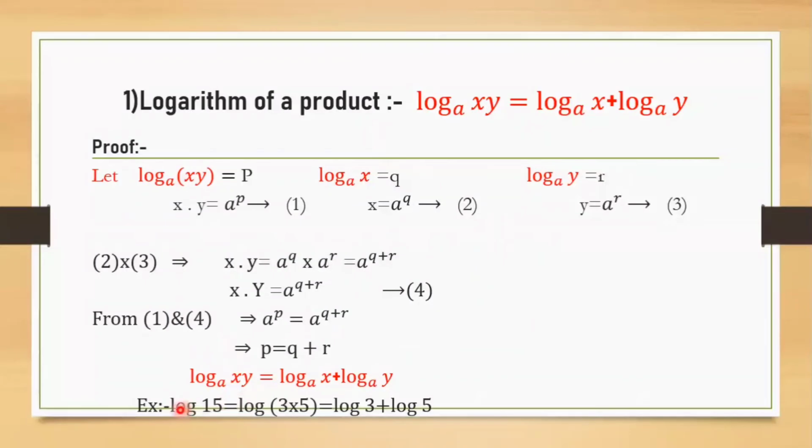For example, log 15. 15 is a composite number. We can write it as the product of primes. Log 3 into 5. Comparing with it, log x into y can be written as log x plus log y. That is log 3 plus log 5. If here base is not given, we consider base as 10.